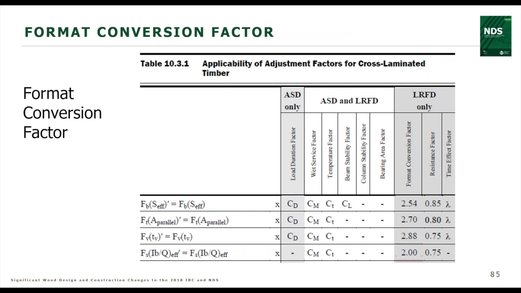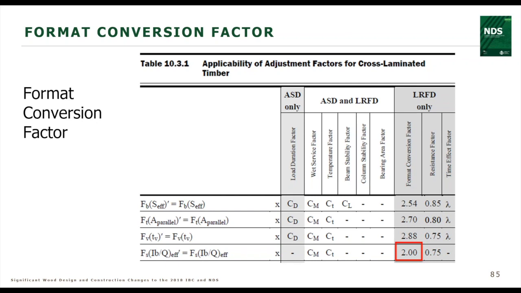The primary adjustment, or the primary revision that we see in this table, is revising the format conversion factor, or the K sub F factor, for rolling shear. And it was adjusted from 2.88 down to 2.00. This is another one of those changes that comes from an ASTM standard.